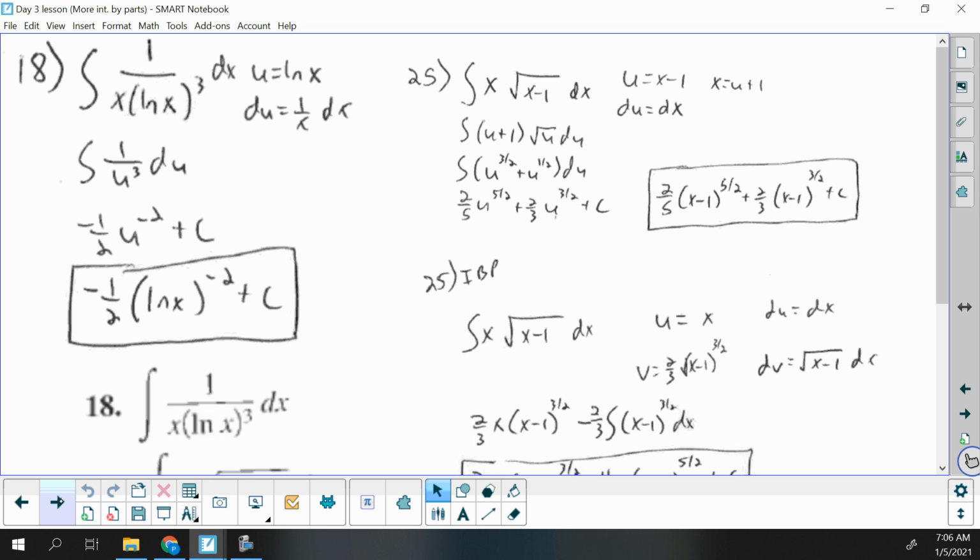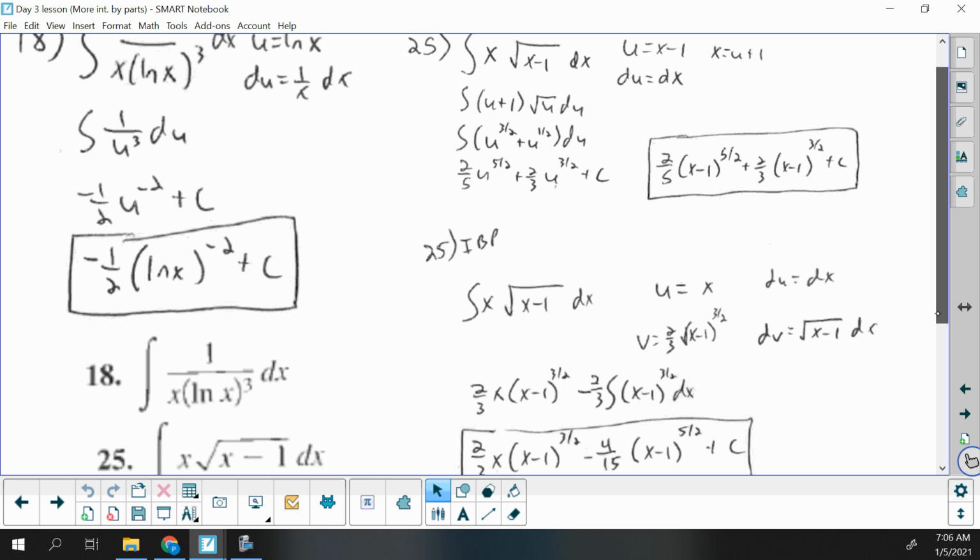And 25, you had an option. You could do u substitution where we have that extra substitution. So u could equal x minus 1. That would give you square root of u. But you have that leftover x, so get the x by itself, and that's u plus 1. Distribute the square root of u through, and then you could do your antiderivative and fill back in for u.